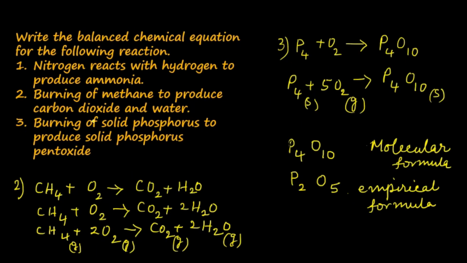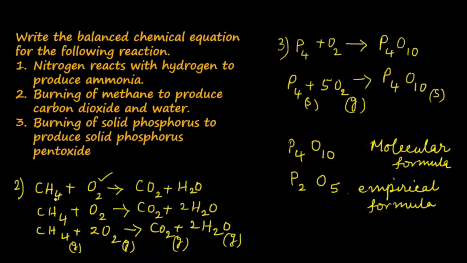Now let us do the second question. Burning of methane to produce carbon dioxide and water. Burning means reaction with oxygen. Let us identify the reactants. Methane and oxygen are the reactants and the products are carbon dioxide and water. This is the skeletal equation: CH4 plus O2 gives CO2 plus H2O.